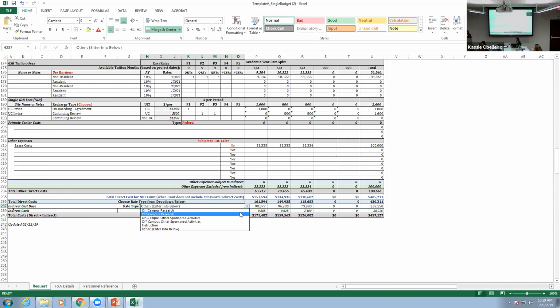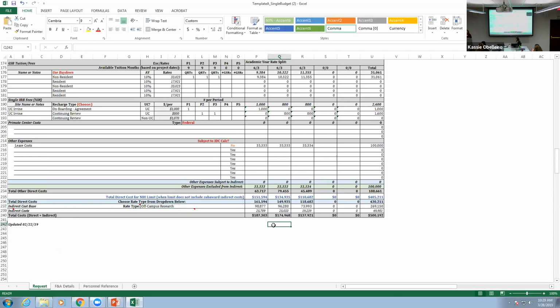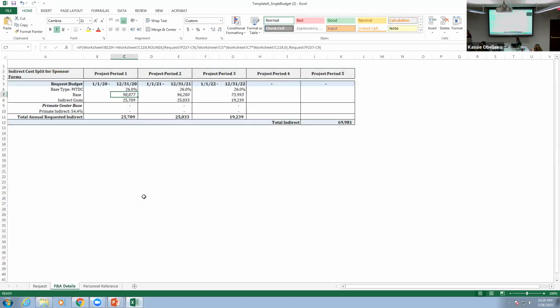Sometimes people choose off campus and say, well, I don't know what the rate is, and you're trying to figure out what that is because you didn't memorize what off campus research is. Well, you can just go to F&A details here and it'll tell you it's 26%. This is important because, not right now since we've been at the same rates for a really long time, but our rates go up like 57, 57.5, 58, and you're going to have split rates. This will tell you how much each year at each. So some years you might have some at 57 and some at 58. That's when this tab becomes more important.